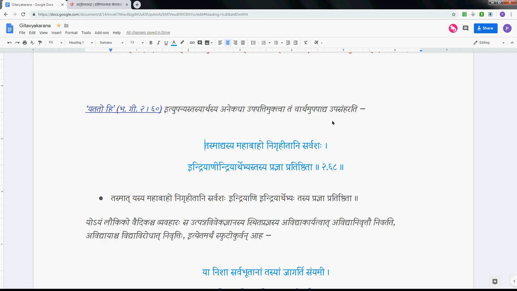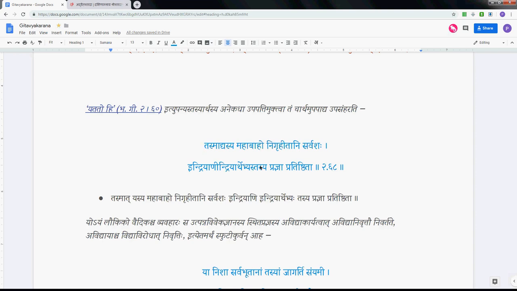Tam cha artham upapadya upasamharati. Now he concludes that idea which was raised, the idea which was brought about in these 8 shlokas, he concludes this idea. What is that? We'll see in the next shloka. Tasmad yasya mahabaho nigrihitani sarvashah indriyani indriyarthebhyas tasya prajna pratishtita.